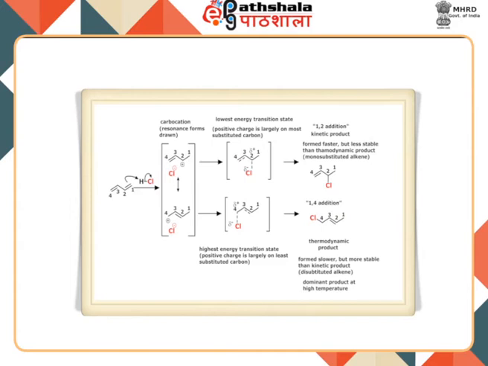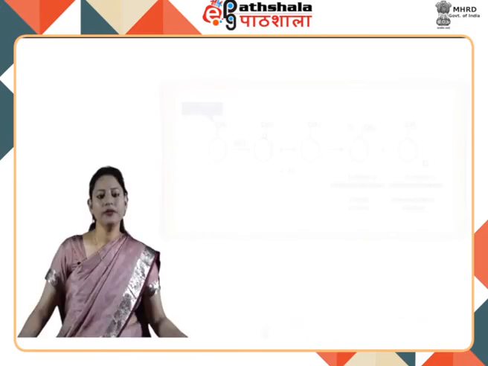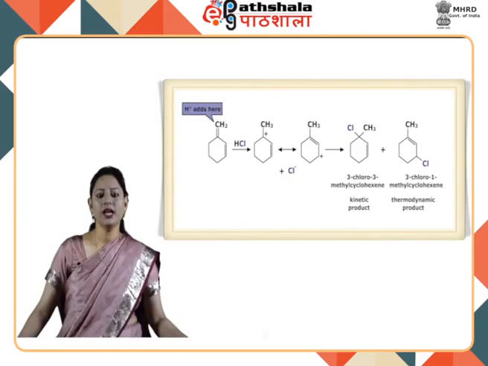It is a di-substituted alkene, and this product is formed at high temperature. In this case the intermediate has a positive charge largely on the least substituted carbon. Another example of kinetic and thermodynamic product formation is addition to 3-methylene cyclohex-1-ene.